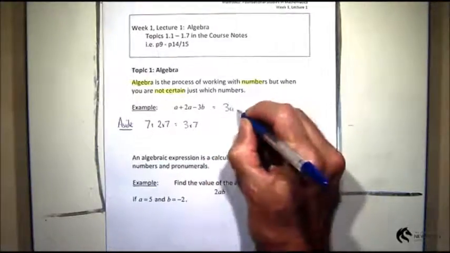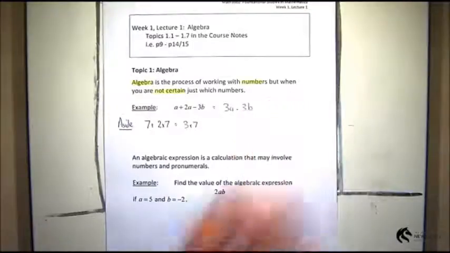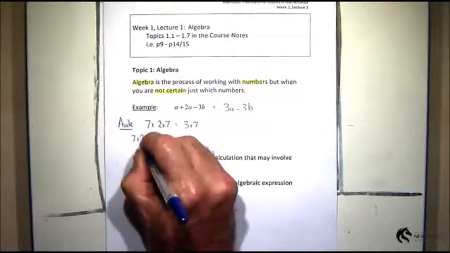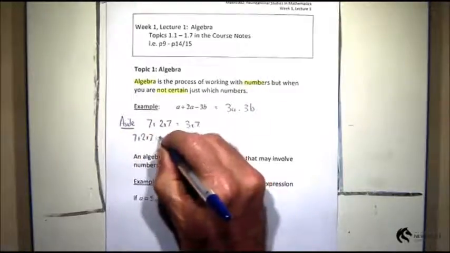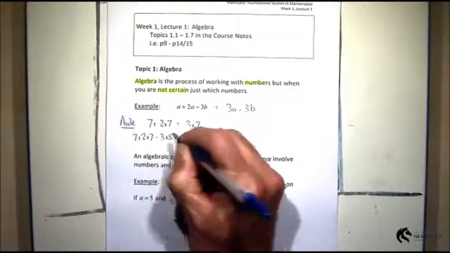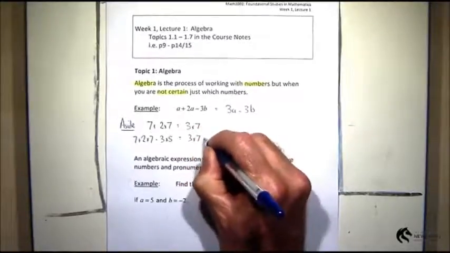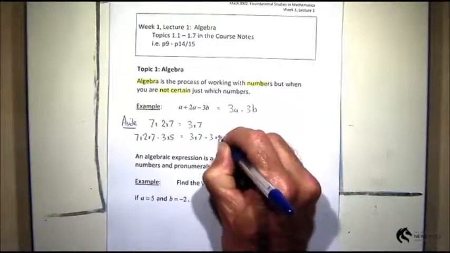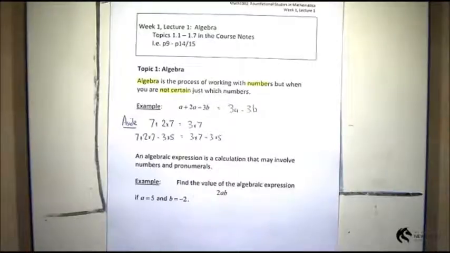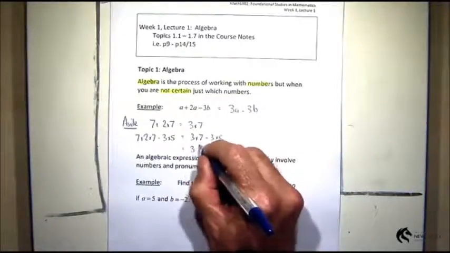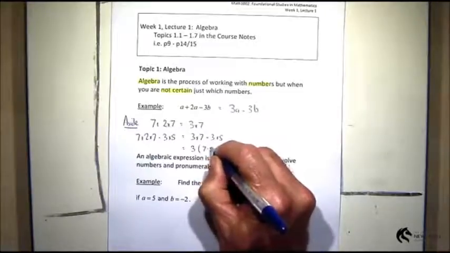And then minus 3b, I don't know what that is, I'll put that in there. So if I had 7 plus 2 lots of 7 minus, say, 3 lots of 5, we said that's the same as, because we know our arithmetic, 3 lots of 7 minus 3 lots of 5. Again, I could say that's 21 minus 15, that's 6. Or I could also write that as 3 lots of 7 minus 5.